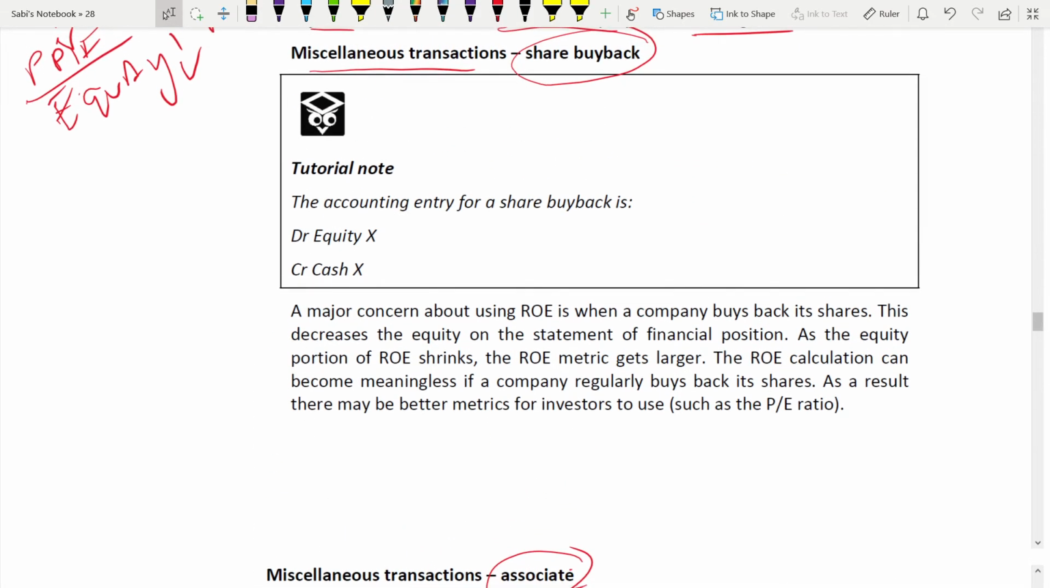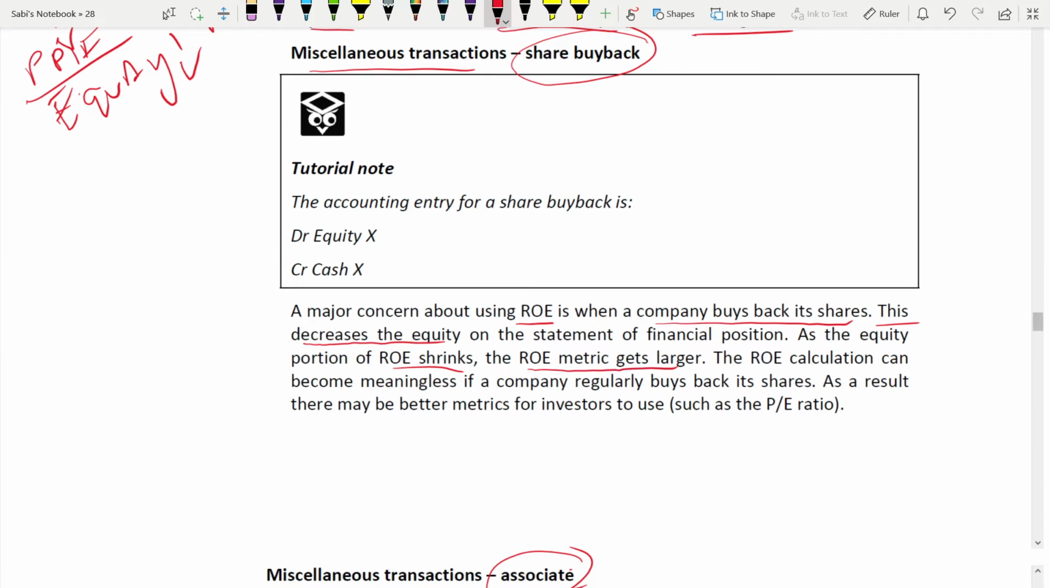So share buyback. A major concern about using ROE is when a company buys back its shares. Why? Equity will fall down, no? Because this decreases the equity. So when the equity is decreased, what happens? ROE increases. This decreases the equity on the statement of financial position. As the equity portion of ROE shrinks, the ROE metric gets larger.